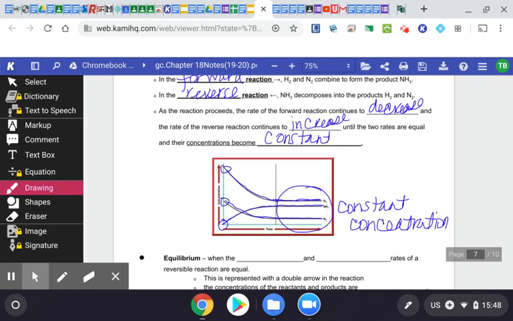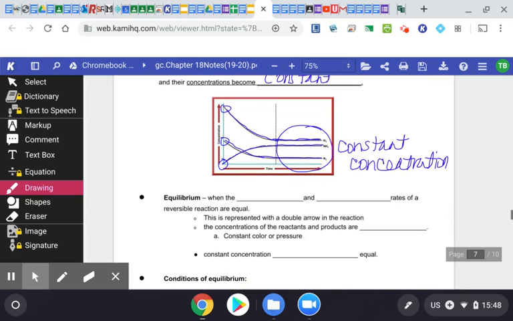All right, so equilibrium, its official definition is when the forward and reverse rates of a reversible reaction are equal. This is represented with that double-sided arrow in the reaction, like we saw. The concentration of the reactants in the products become constant. And we can see this with something like constant color or constant pressure. When we look at our lab and our pre-lab, we'll see examples of that.